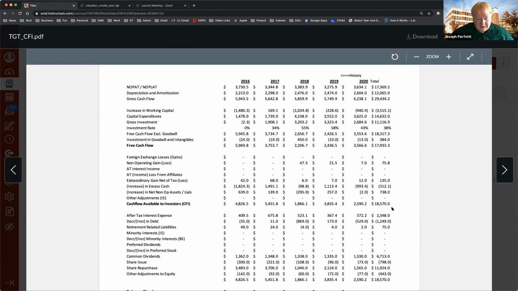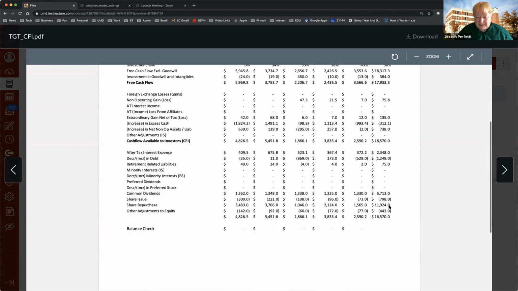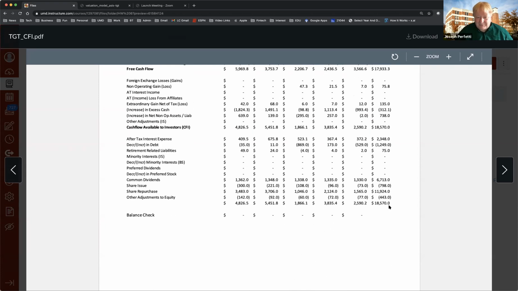So what did they do in their non-operating items? Well, the first thing they did is they decreased their net non-operating assets by about 738 million, although most of that was done back in 2016. They've increased their excess cash by 312 million, particularly almost 993 million in 2020, and about $135 million of an extraordinary gain. When you add all that up, you get about 18.6 billion, 18,570 of CFI to be distributed.